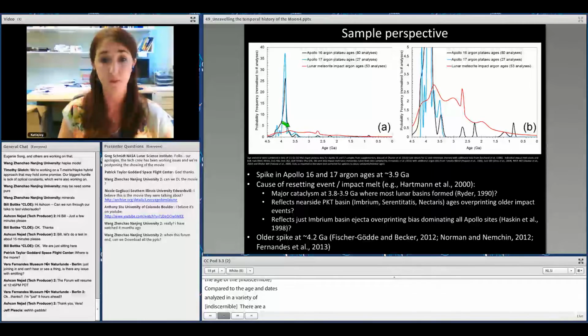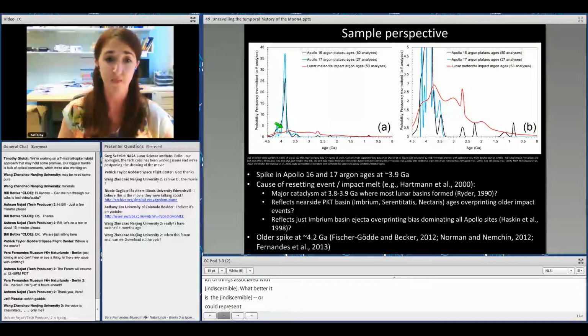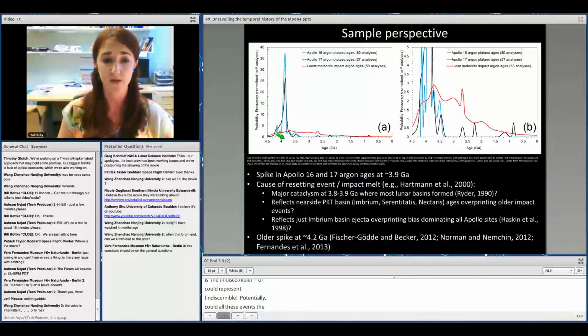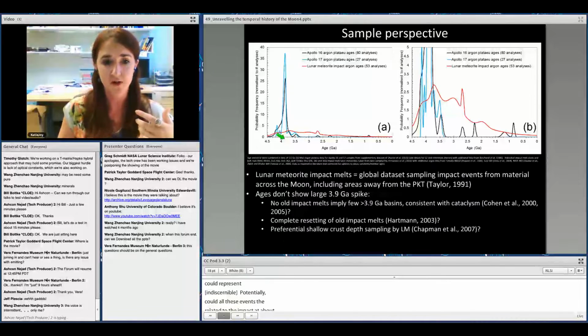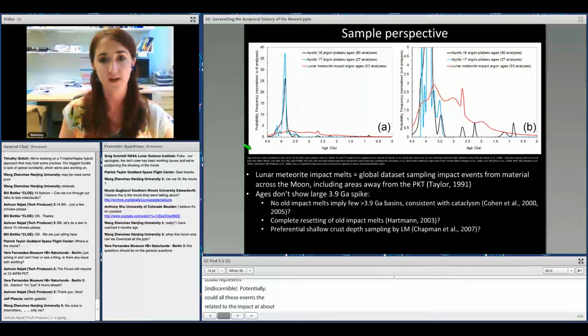But there are lots of questions associated with what this actual record represents: whether it's a genuine spike in the impact record of a very, very narrow period of bombardment, or could it represent only near-side basins that were sampled during the Apollo missions, such as Imbrium, Serenitatis, and Nectaris, overprinting and dominating much older events? Or potentially, could all of these events just be related to the age dating of the Imbrium impact basin itself at about 3.9 billion years old?